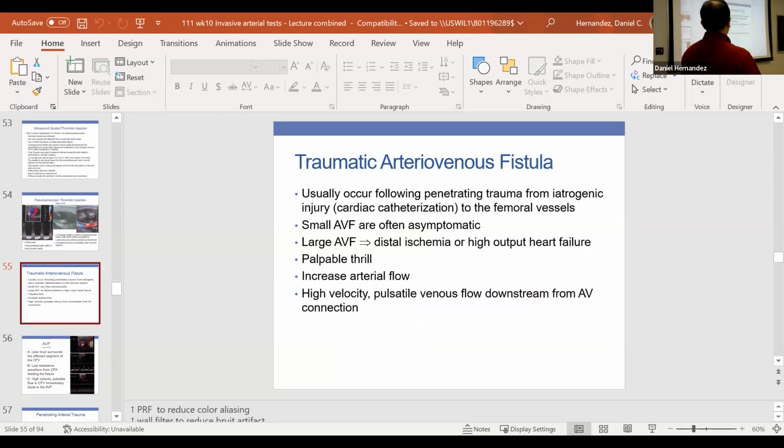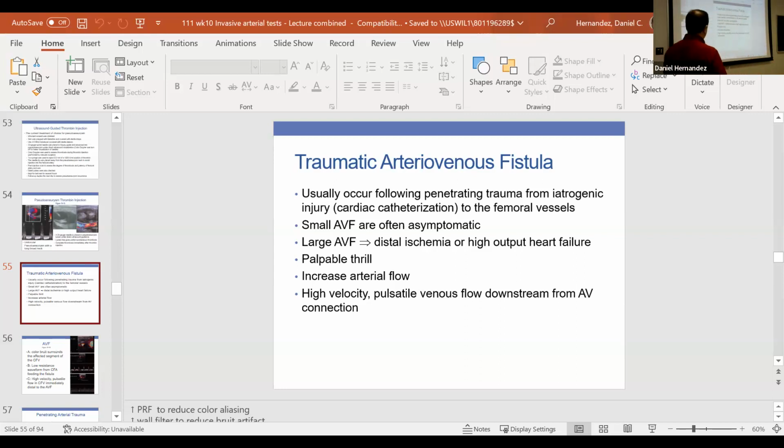It could also be due to some sort of physical trauma. Large fistulas can result in digital ischemia. So we said if a patient has an AVF that's been created for dialysis, and the AVF is too large, it can lead to ischemia in the hand, so not enough blood flow getting down to the digits.